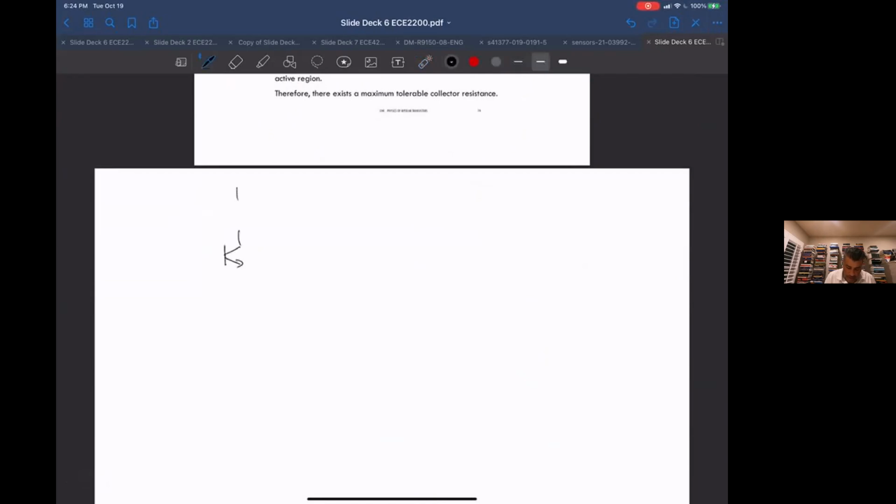So we have this guy that goes to a load resistor. Okay, so a couple of things that can go wrong here, right? I was using something like this, and we call this VCE, and we got this being VBE.